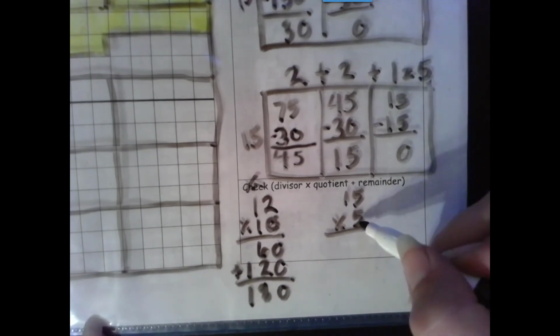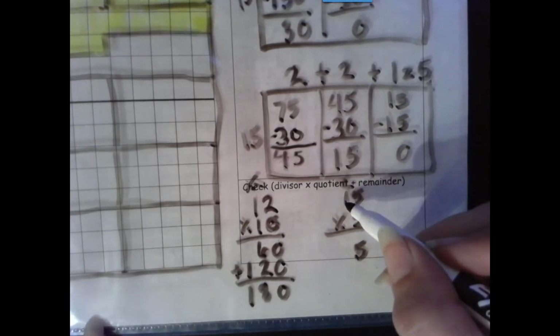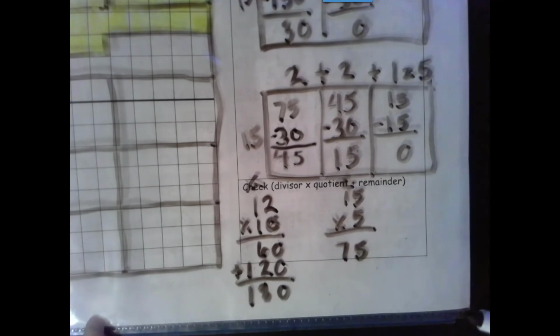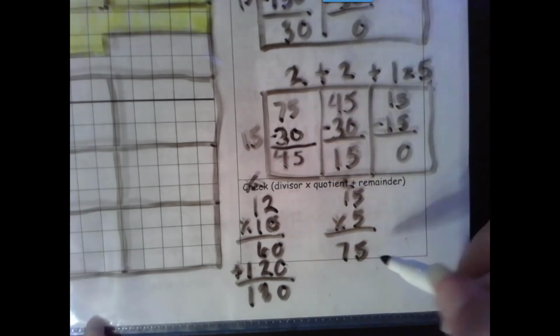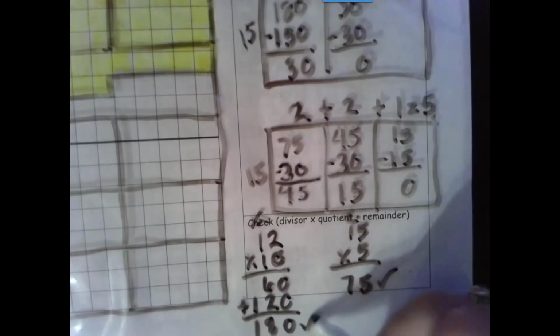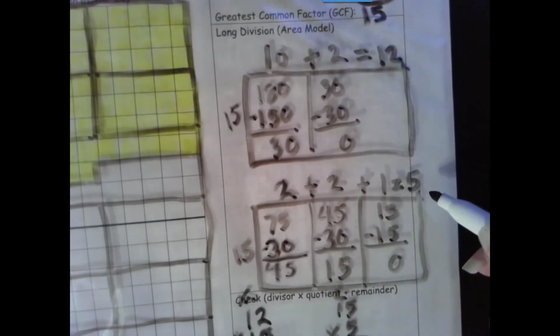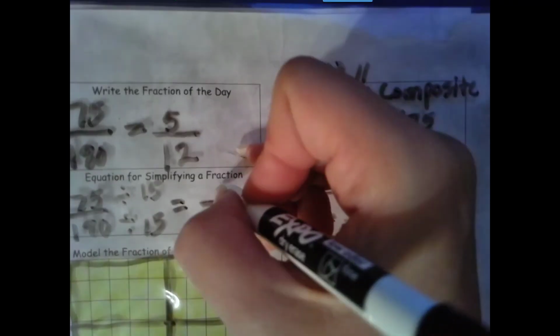Okay, 5 groups of 5 is 25. 5 groups of 10 is 5 tens, plus 2 more tens is 7 tens. 75 matches our dividend here. 180 matches our dividend up here, so that checks. That means my numerator is definitely 5, and my denominator is definitely 12.